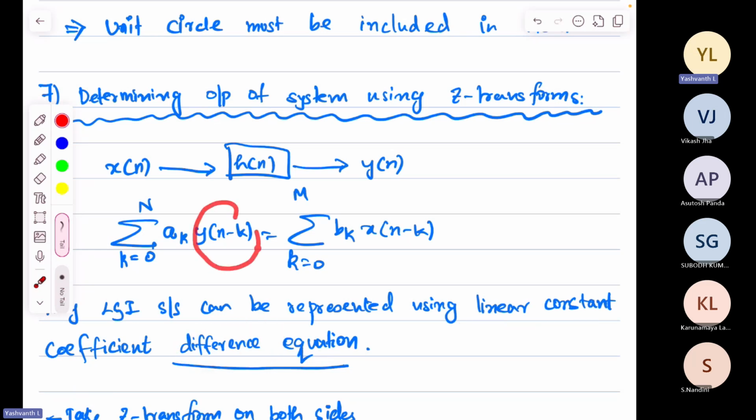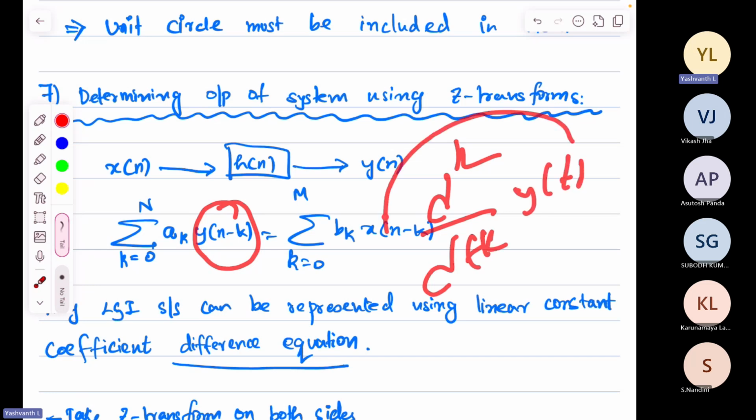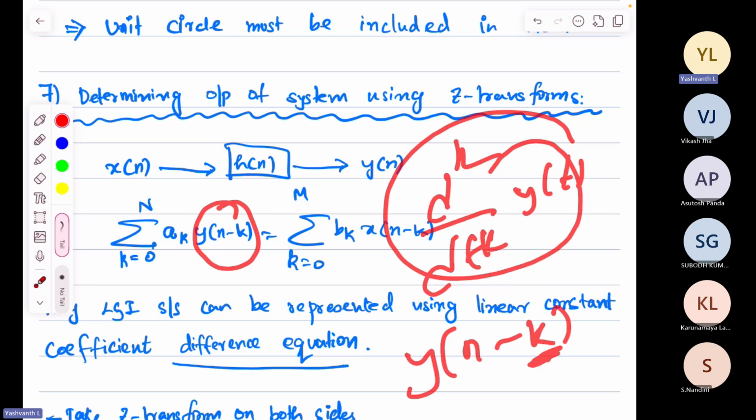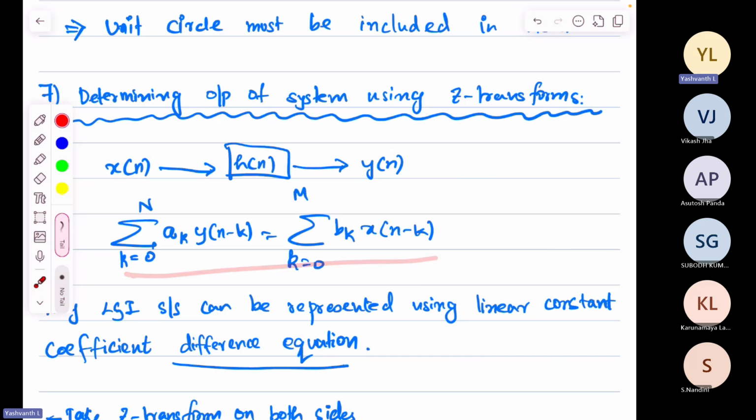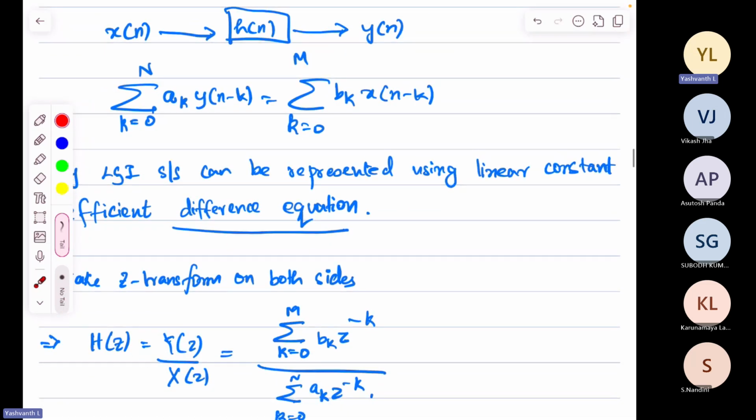So we had d power k by dt power k of y of t, but here that is replaced by y of n minus k. That is, you have a shift by k instead of taking the kth order differential. Okay, that is for a discrete time system.